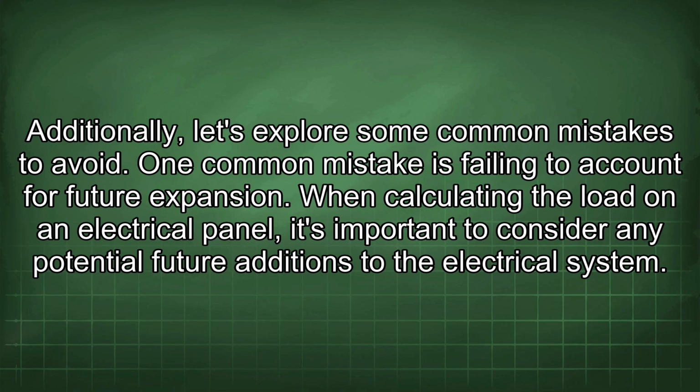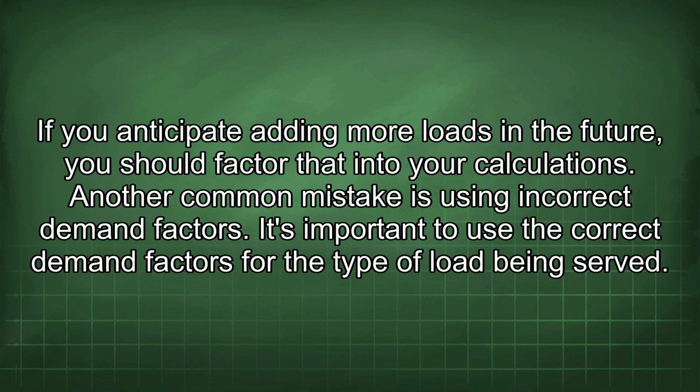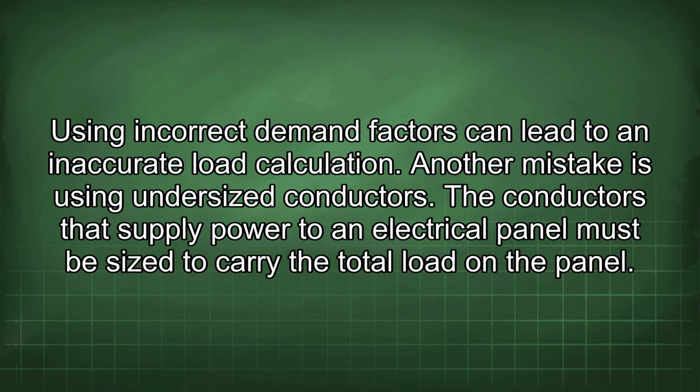One common mistake is failing to account for future expansion. When calculating the load on an electrical panel, it's important to consider any potential future additions to the electrical system. If you anticipate adding more loads in the future, you should factor that into your calculations. Another common mistake is using incorrect demand factors. It's important to use the correct demand factors for the type of load being served. Using incorrect demand factors can lead to an inaccurate load calculation.